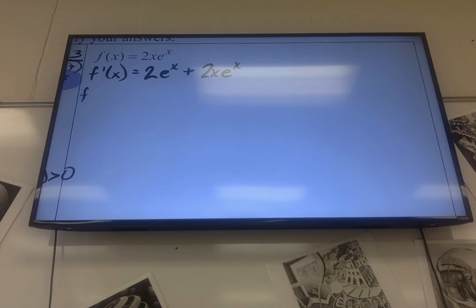Okay, f double prime of x. I hope this is easier. It probably won't be. There's no x. The product rule for this one, we don't do because there's only one x.